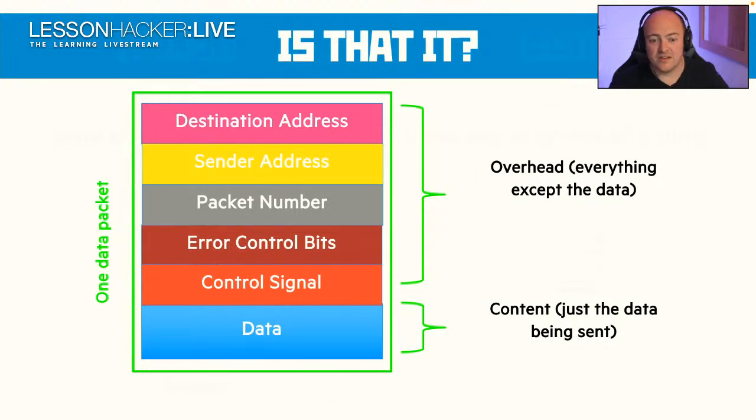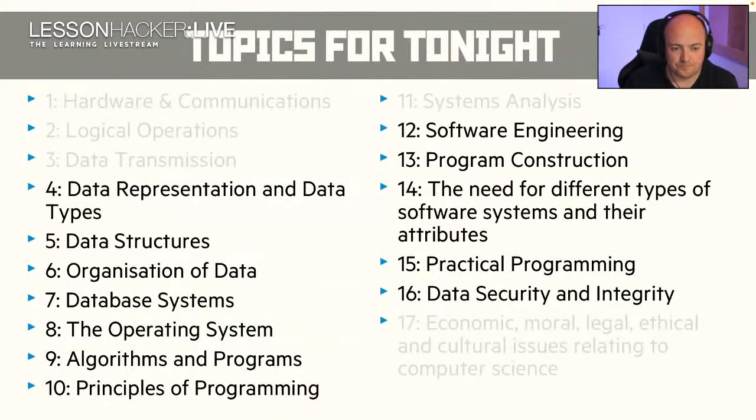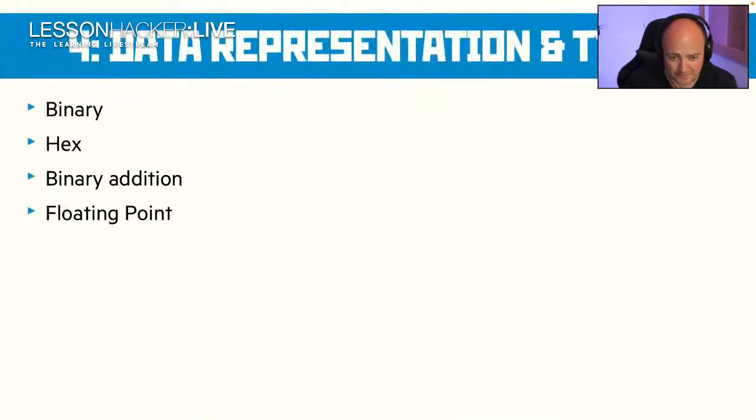Each of those individual packets have the following: a destination address, so where it's going, a sender address, where it came from, the packet number, number 400 out of 43 million, so we know which order to put it back together in, an error control bit, that's to make sure that the packet has arrived in a good state and hasn't corrupted. Control signals tell us how to manage it. And the data is a small part of that packet. Okay, data transmission done. We're really doing badly for time, so I'm going to keep going.